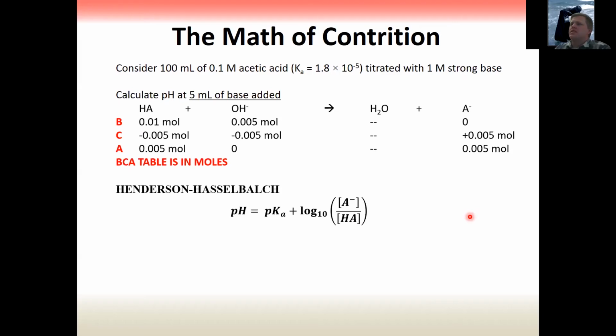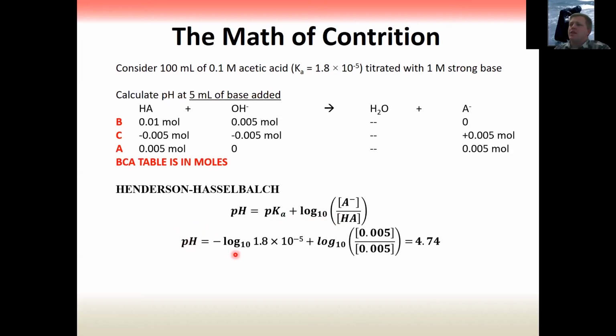So let's plug in some numbers here. You'll notice also that here we don't actually have the concentrations of A minus and HA, we just have the number of moles, but we have the same number of moles in the same solution, so we would divide these number of moles by the same volume, and we're going to have volume divided by volume here, so those will cancel out. So we can actually just use the number of moles in the Henderson-Hasselbalch equation as well. We don't actually have to worry about calculating the actual concentration just yet.